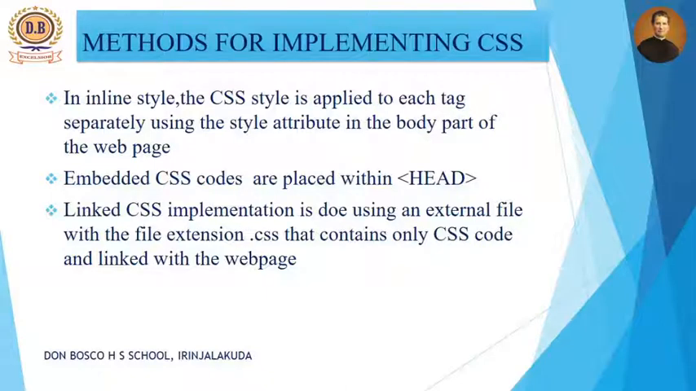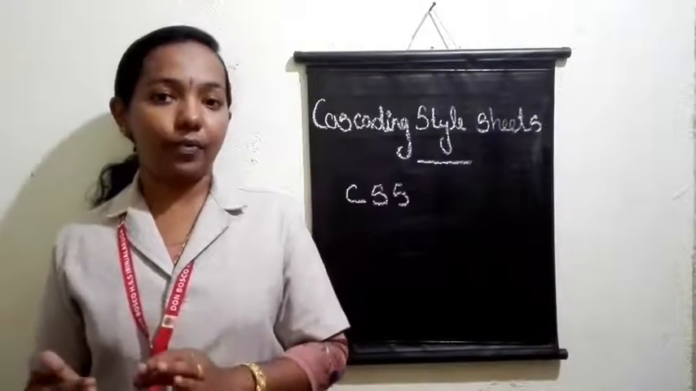Then the second method is embedded CSS code. Codes are placed within the head tag. In inline we use the body tag, but in embedded the head tag. Then linked CSS implementation is done using an external file. I already mentioned we can use JavaScript as an external file: we can create JavaScript code with the extension .js and keep it as an external file.